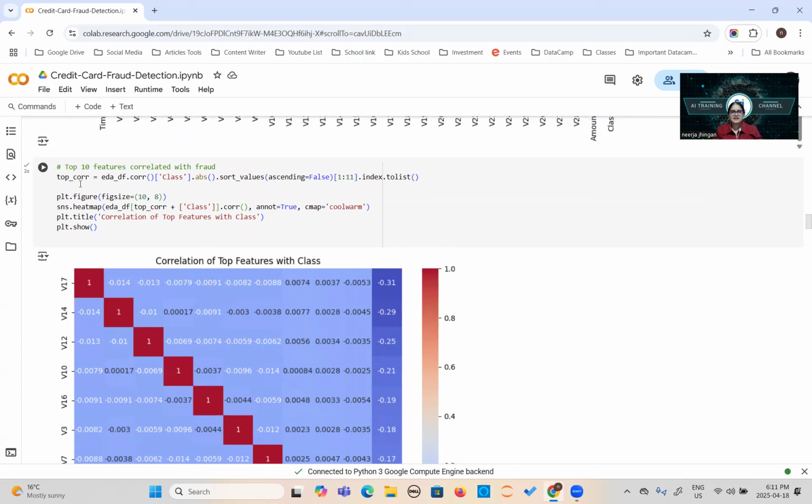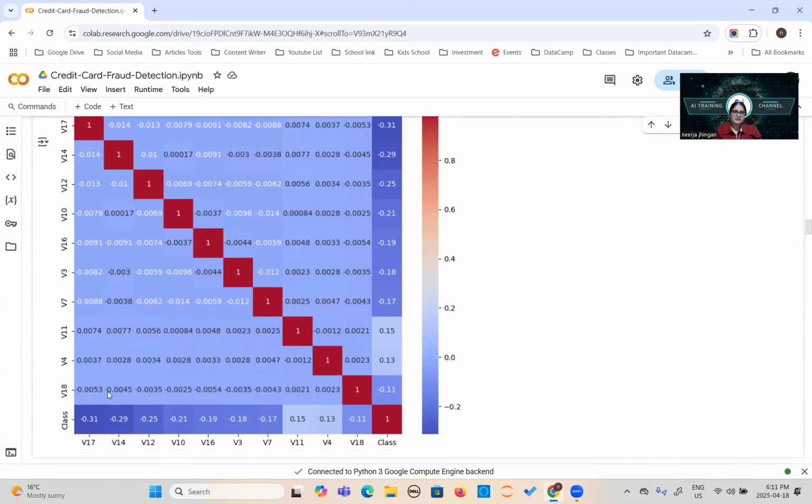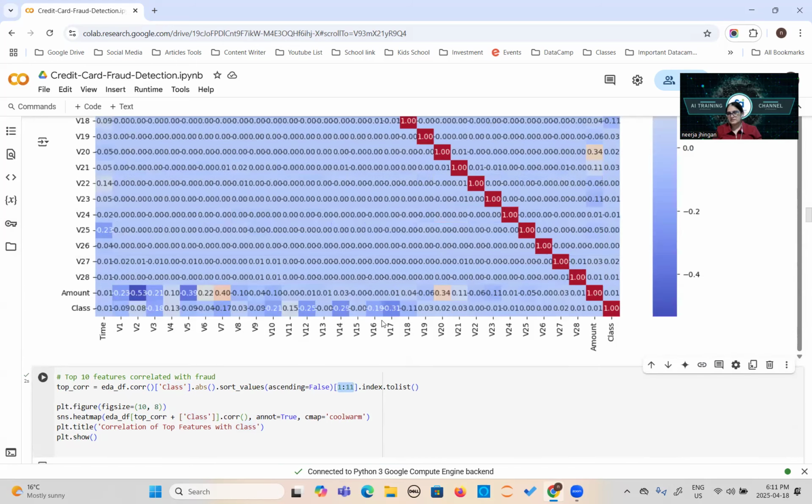Now I have fetched out the actual top most important features. How did I do that? I find the correlation based on your target feature only, and then make it absolute. Absolute means positive value, we are just changing the magnitude of the value, and then sort the values. Ascending equals false, so the values will be in descending order, the highest value, lower value, and so on. And then you take from 1 to 11. So this is your column features value, index dot to list. We are converting it into the list, and then we are plotting it. Look at this. This is much clearer than this.